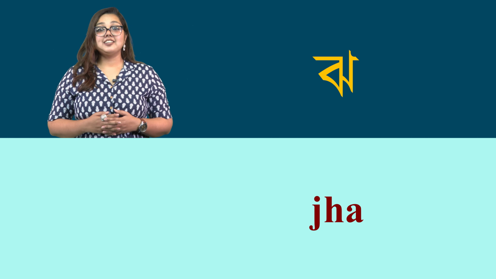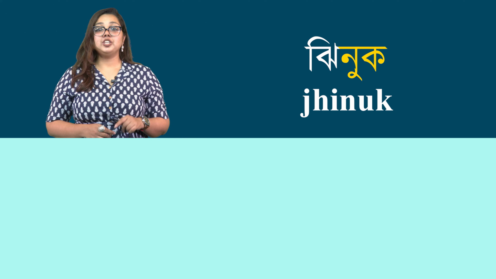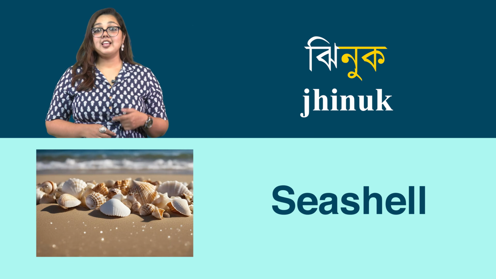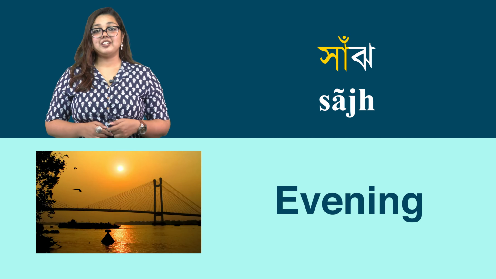The next letter is jha. It is representing the voiced aspirated alveopalatal affricate sound. Like tha, jha has ardhamatra. This letter can occur in all positions in a word. It appears in word initial positions in jhinuk, which means seashell, in word medial position like in majboishi, which means middle-aged, and in word final position we can get shaj, which means evening.